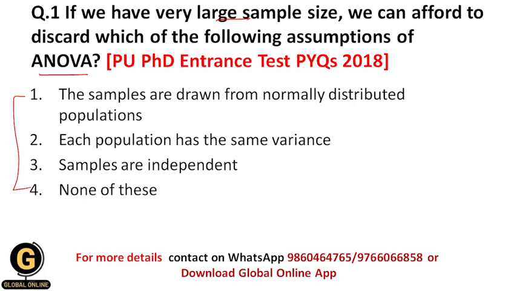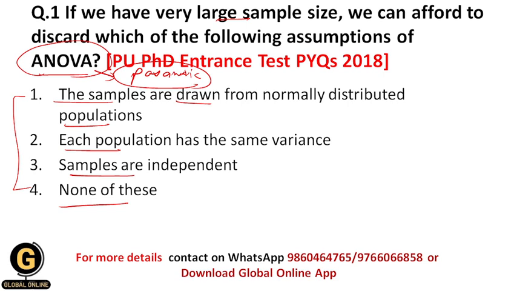The options are: the samples are drawn from normally distributed populations; each population has the same variance; samples are independent; none of these. As we know, ANOVA is a parametric test. Parametric test means there are a lot of assumptions, and only when we fulfill all of these assumptions can we do the ANOVA.